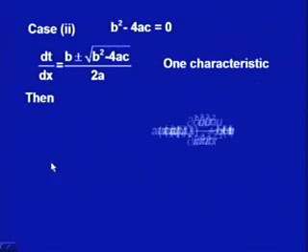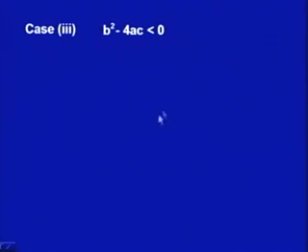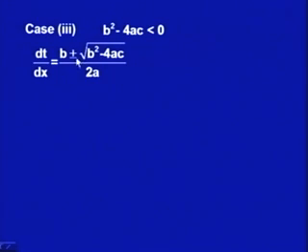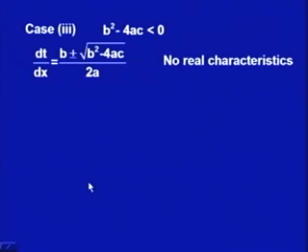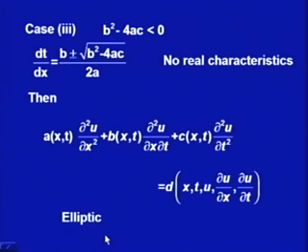and in this case my equation a(x,t) del 2 u over del x2 plus b(x,t) del 2 u over del x del t plus c(x,t) times del 2 u over del t2 is equal to d of (x, t, u, del u over del x, del u over del t). This is called parabolic. Then the third case, when b square minus 4ac is negative, we would not get real roots; we would get imaginary, complex roots, that is, we are not getting any real characteristics. So, in this case this equation is called elliptic.